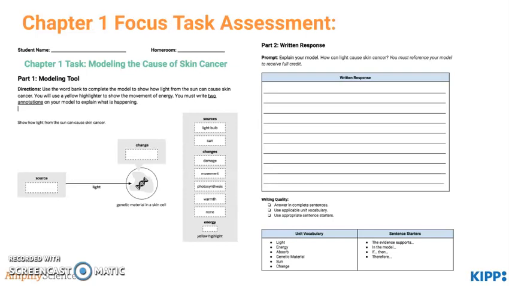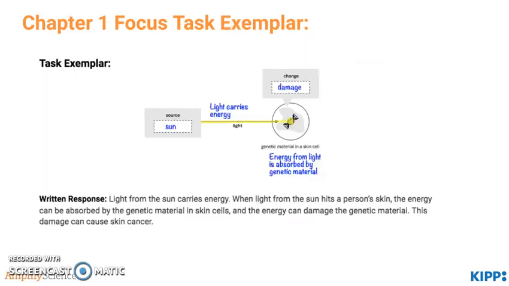Now, take some time to complete the chapter focus task. Pause the video and hit resume when you are finished. Great! Here is the exemplar answer to the focus task. Students should show that genetic material absorbs energy from the light, causing it to become damaged. Students receive 4 points for the model and 4 points for the written response. Pause the video if you need more time to look it over. You can also check your answer with the provided rubric online.